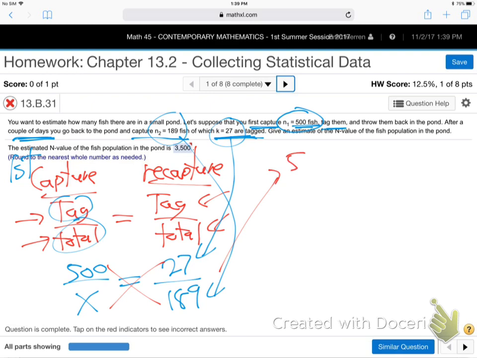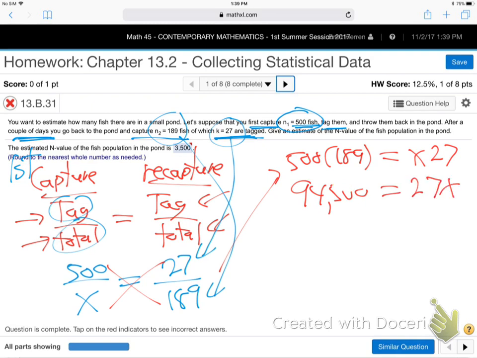So what do we got? 500 times 189 is x times 27. Just diagonal, multiply. Everybody see what I did there? Somebody have a calculator? I should have brought mine. What's 500 times 189? 94,500. Thank you. 94,500. This is 27x. I'll write it the other way so it looks a little more normal. So we good to there?